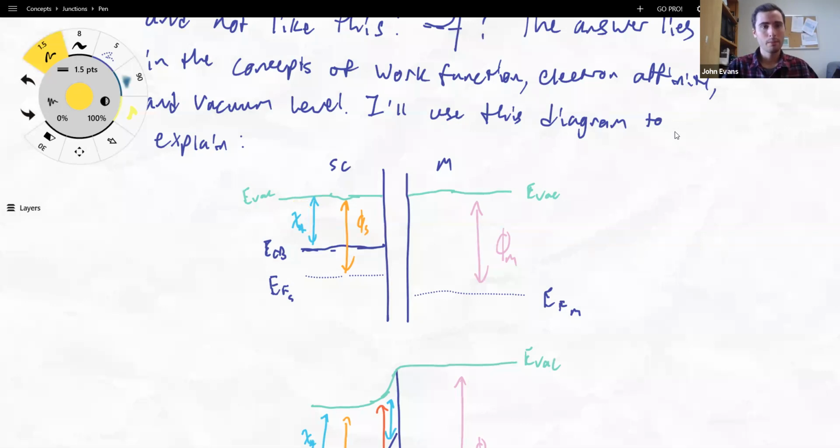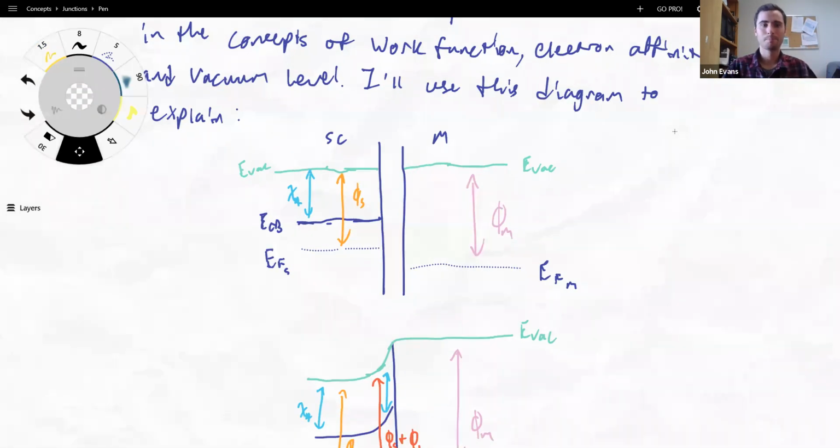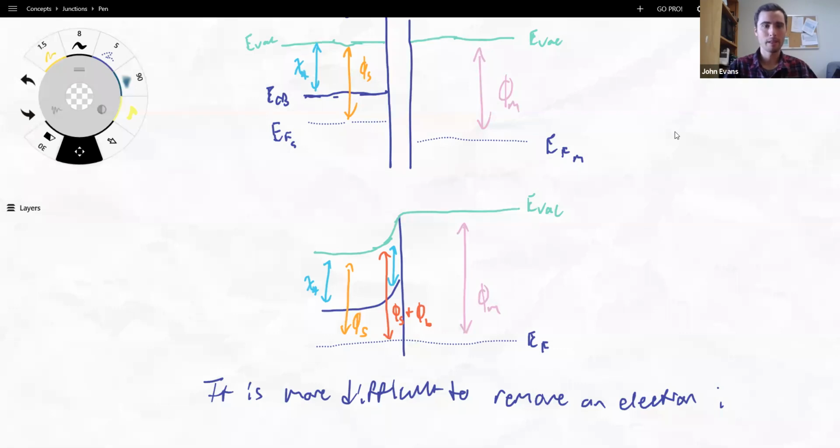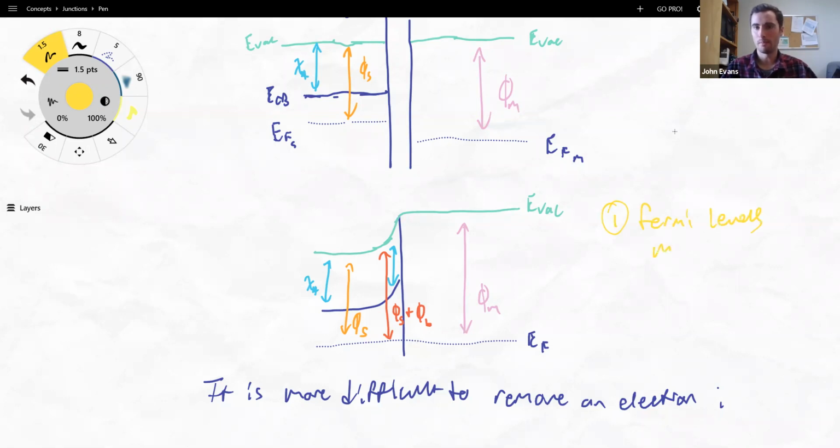Okay, so let's see what happens when we put them together, because here they're separated. When we put them together, something interesting happens. So there are two rules for a junction. One, the Fermi levels must equilibrate. So the Fermi level throughout a material, throughout a junction, must be uniform, has to be a flat line. Rule number two is that the vacuum level must be continuous.